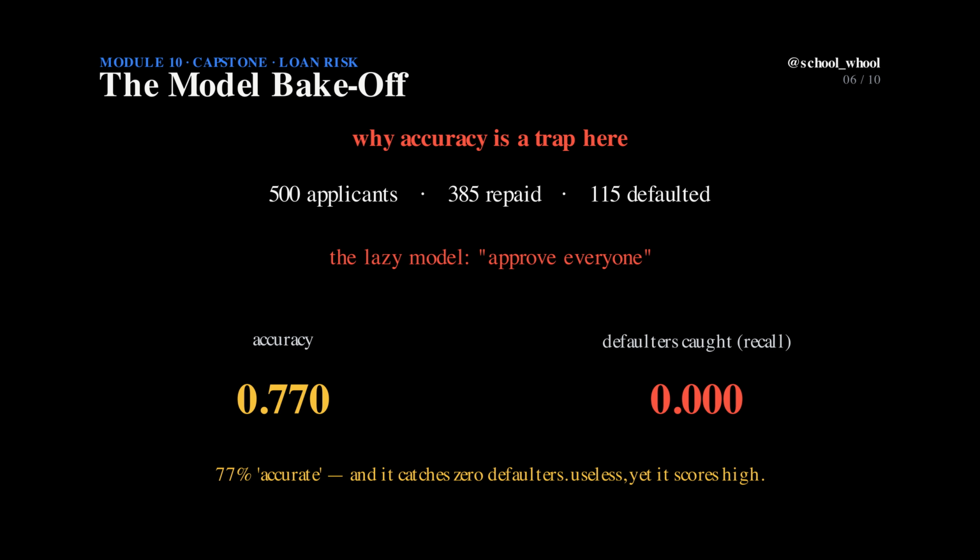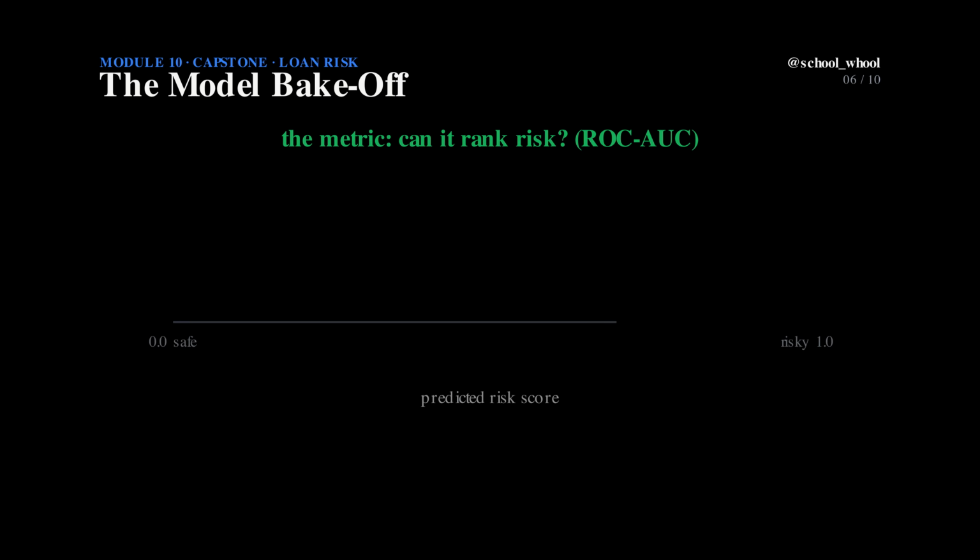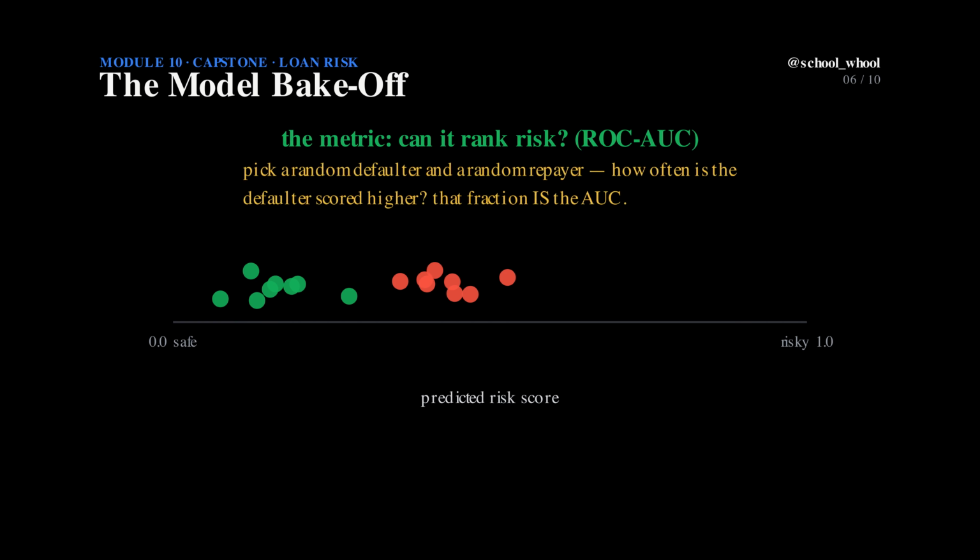So we choose a smarter metric, the ROC area under the curve, or AUC. It asks one honest question: can the model rank risk? Picture every applicant on a risk axis. A good model pushes the real defaulters, in red, to the right, and the people who repaid, in green, to the left. AUC measures exactly that. Pick a random defaulter and a random repayer. How often does the model score the defaulter higher? That fraction is the AUC. A half is a coin flip, 1 is perfect. And it never depends on where we draw the approve or decline line.